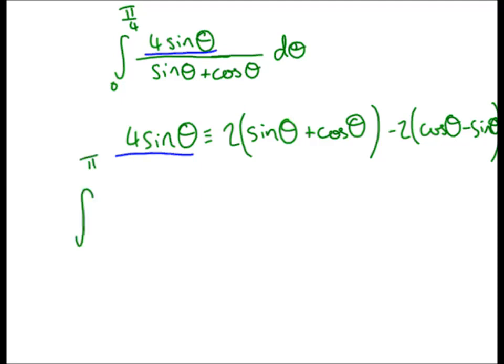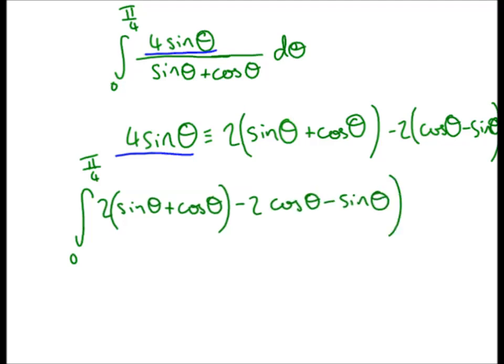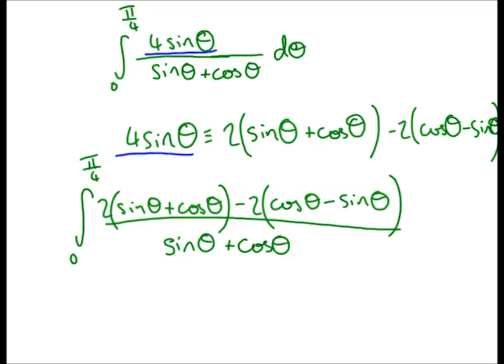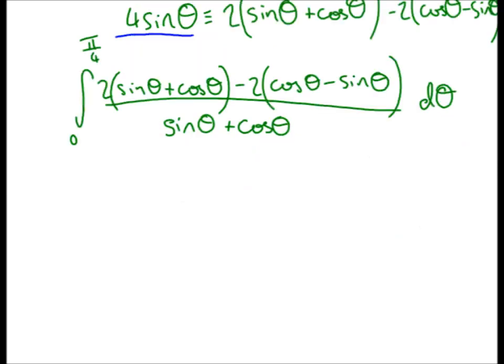And I'm going to end up with the integral between pi over 4 and 0 of 2 sine theta plus cos theta minus 2 cos theta minus sine theta, all over our sine theta plus cos theta d theta. Now I'm going to do the opposite of subtracting fractions. When I subtract fractions, I make the denominators the same. What I'm going to do is split up my fractions to make it two separate fractions.